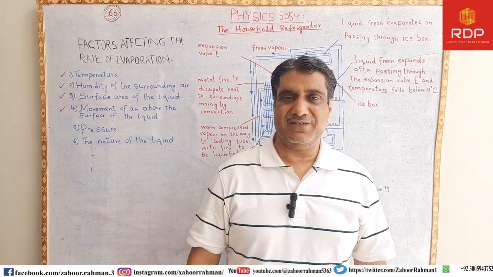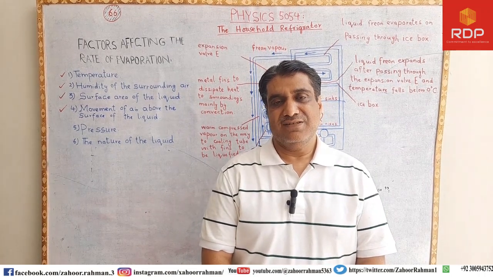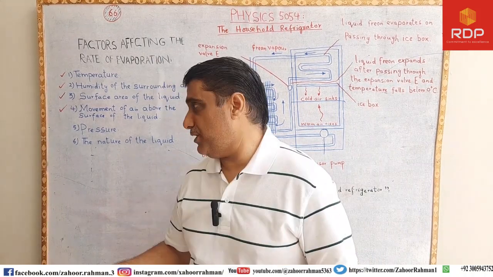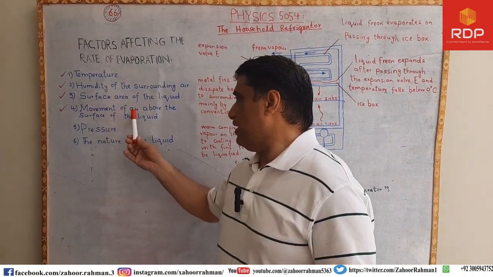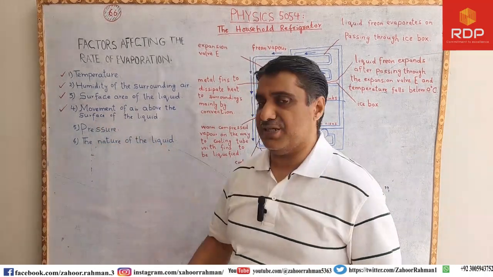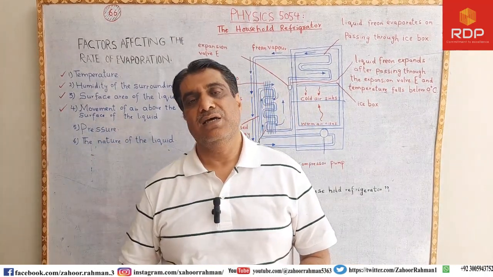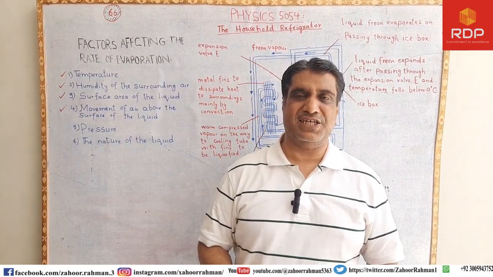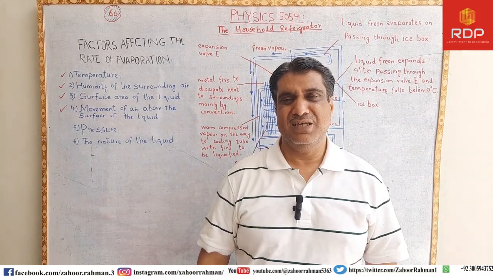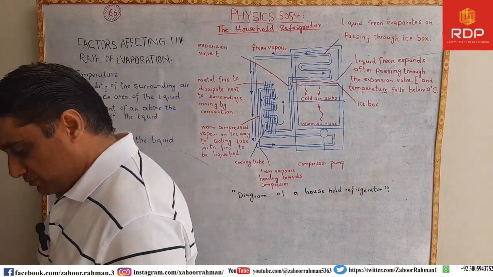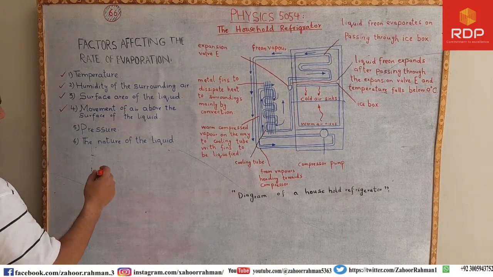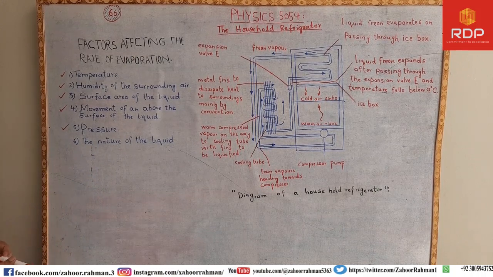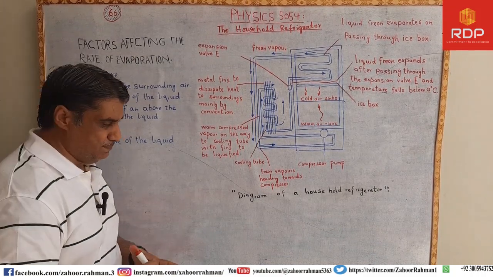So another effect which is increasing or decreasing the rate of evaporation is the movement of the air above the surface of the liquid. Again and again I am saying surface of the liquid because evaporation is taking place at the surface of the liquid. So the next thing which is affecting the rate of evaporation is the pressure.